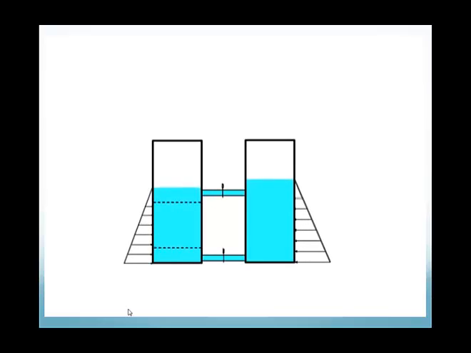The bottom dashed line indicates the incoming water from the bottom, and the top dashed line indicates the incoming water from the top. Finally, the system will adjust itself until the water level is the same on both sides.